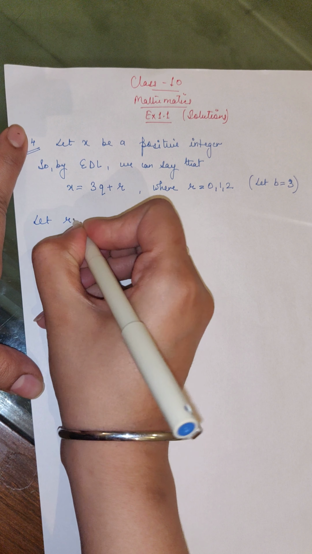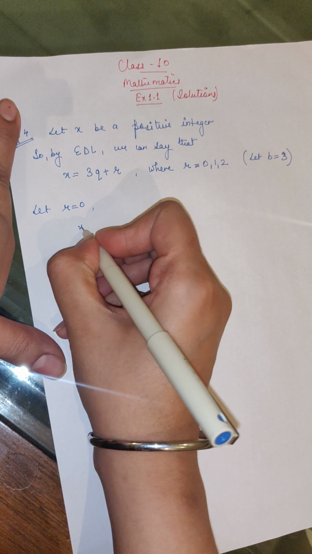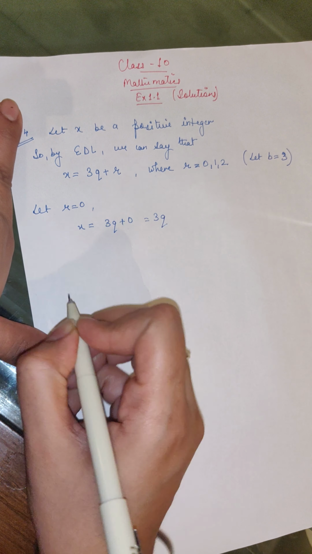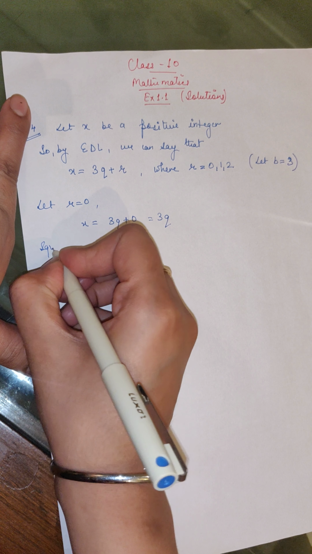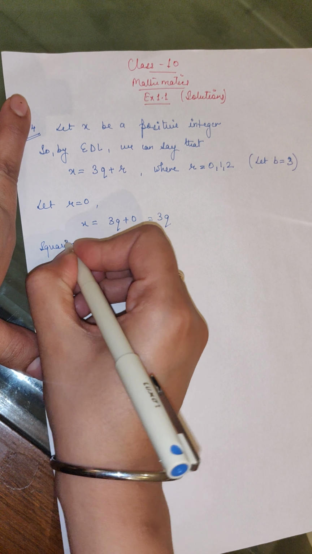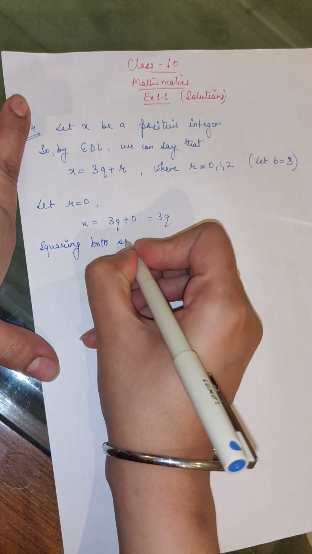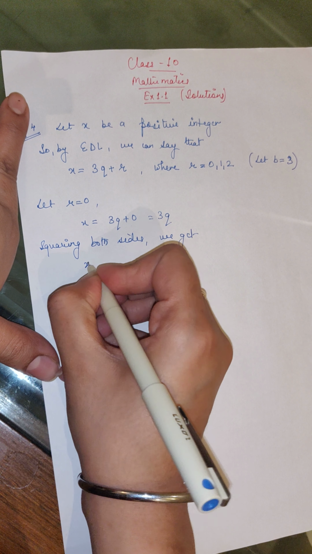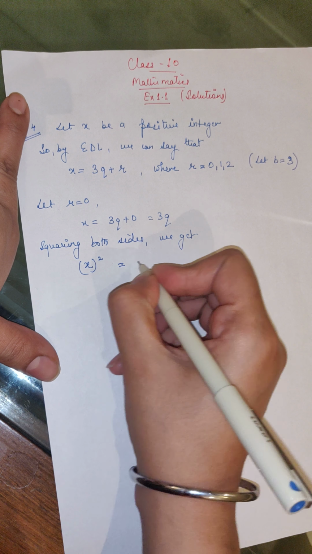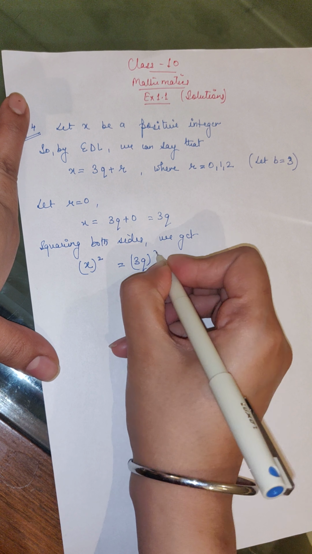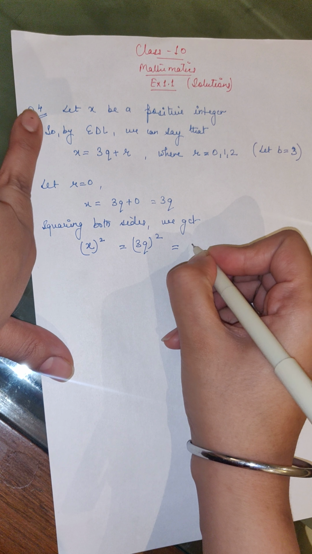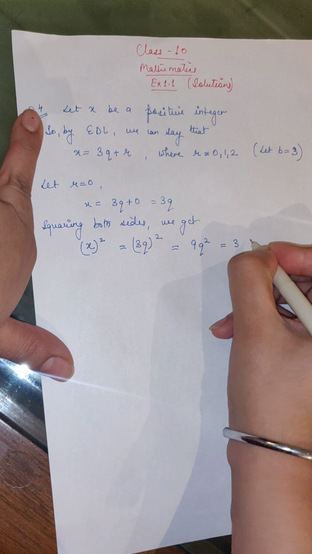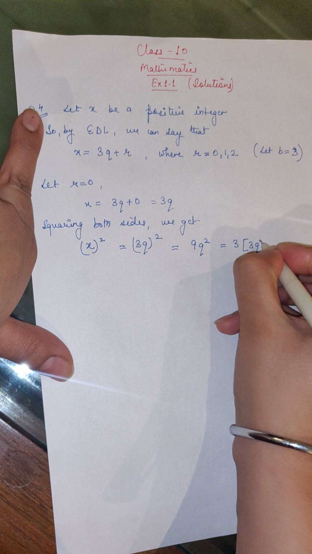Let r is equal to 0 first. So your x will be 3q plus 0, that is 3q. Now squaring both sides, we get x square, and this side 3q whole square. So if you open the square, it will come out to be 3 3s are 9q square. And if you take 3 out, you have 3q square in the bracket.